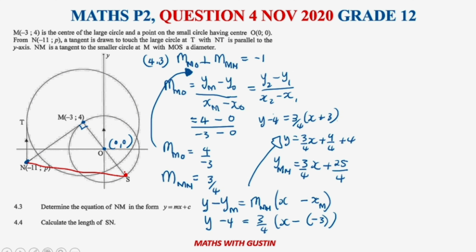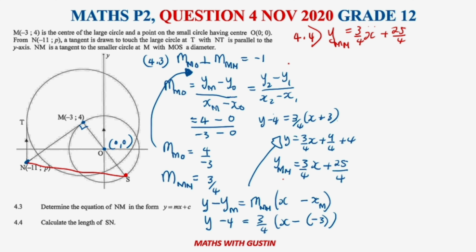All right, but we don't know the coordinate of S, and we also don't know the y coordinate here at N, but we know the equation of that line. So now we can easily find the y value there. Let's come here and say 4.4. We are saying y MN is given by 3 over 4 x plus 25 over 4, which is our gradient.